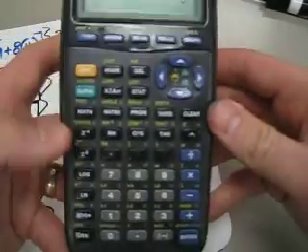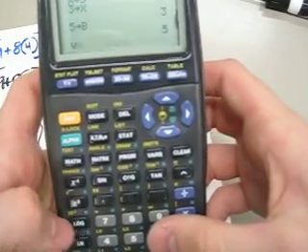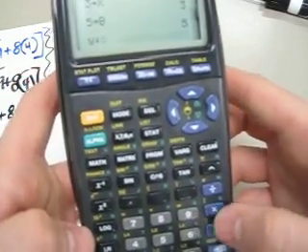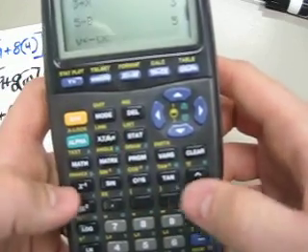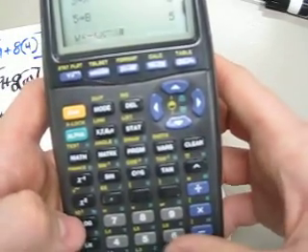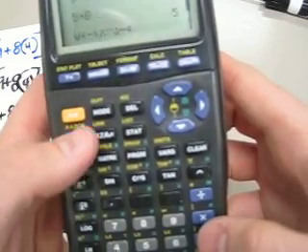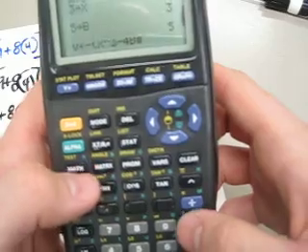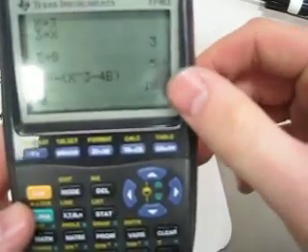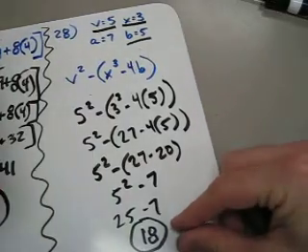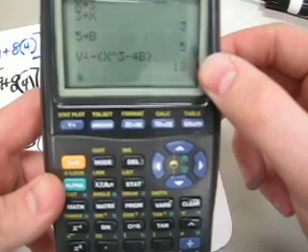So v squared, I need to do alpha v squared button minus parentheses x to the 3rd power minus 4 alpha b. Close parentheses, hit enter, and we get 18. So we got 18 when we did the problem by hand. We got 18 when we confirmed it with the calculator.